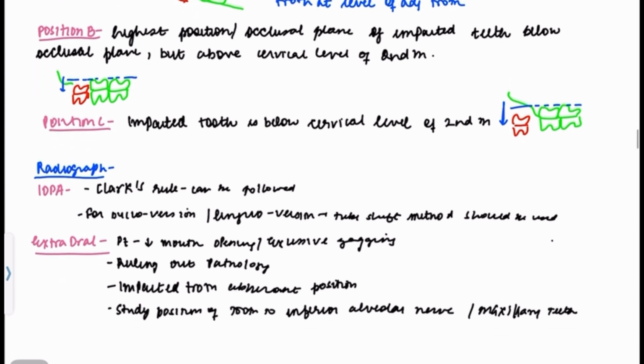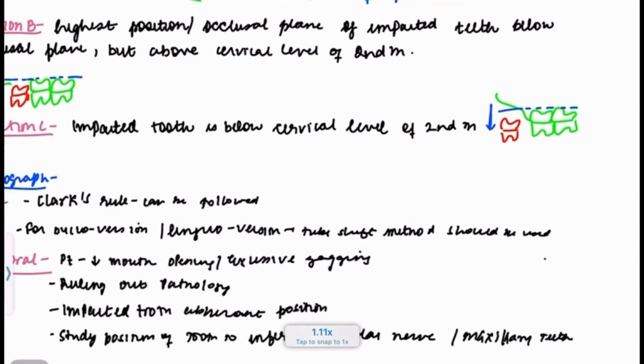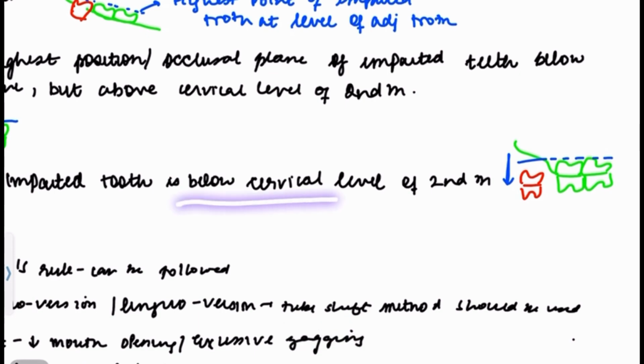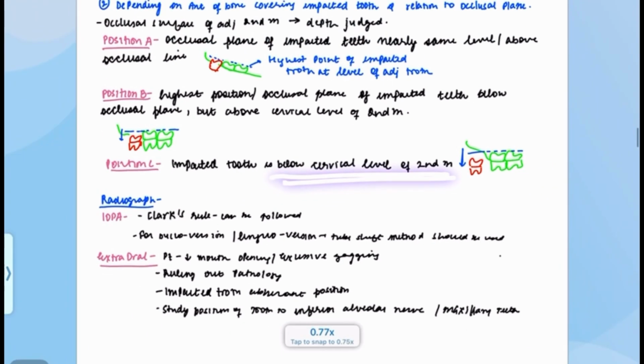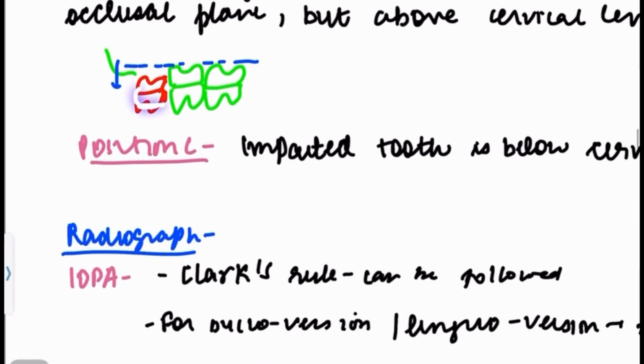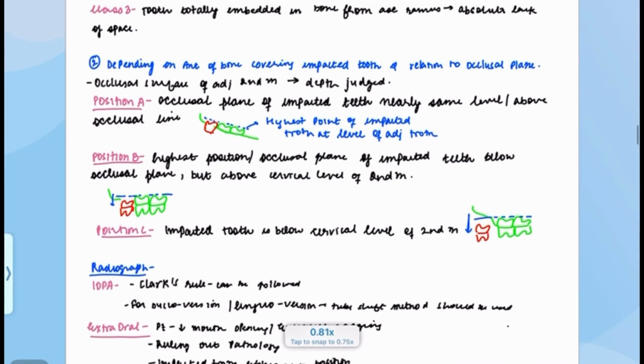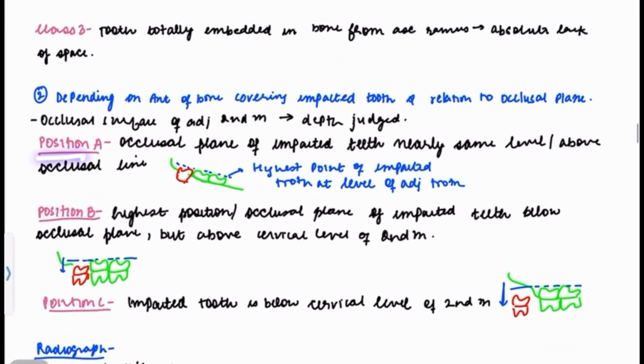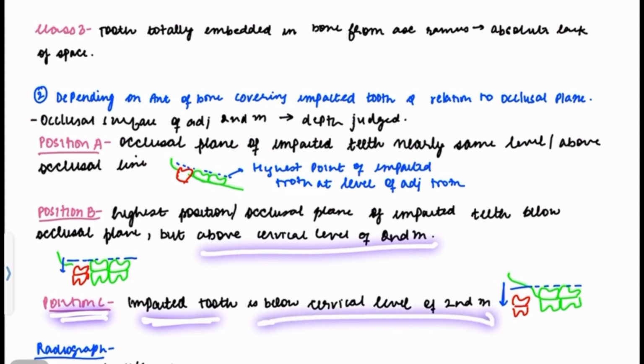Then position C. Position C is that the impacted tooth is below the cervical line of the second molar. That is, it is even lower. In position C, the tooth will be present here, so the highest point will be below the cervical line. So let's revise this also. Position A is that the highest point is at the level of the adjacent tooth. Position B is that the highest point of this impacted tooth is below the occlusal plane but above the cervical line, and position C is that the impacted tooth is below the cervical line.